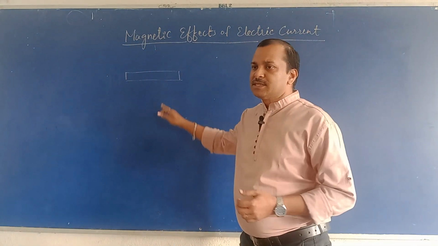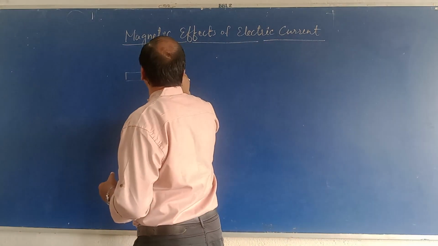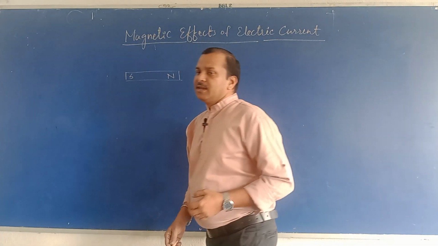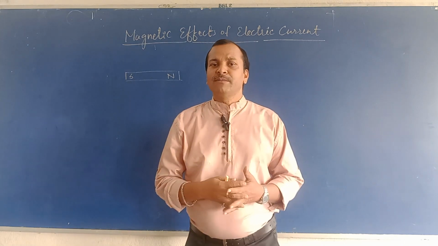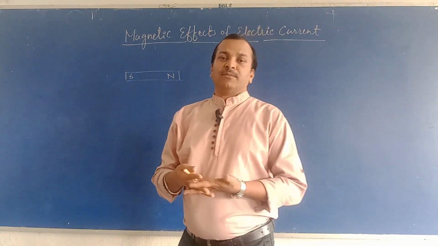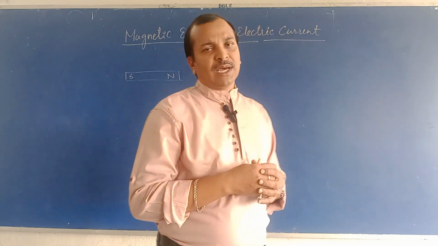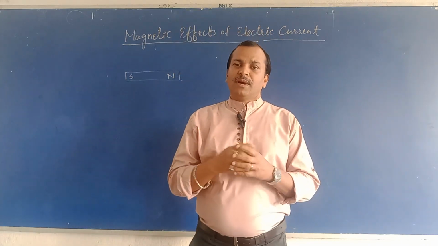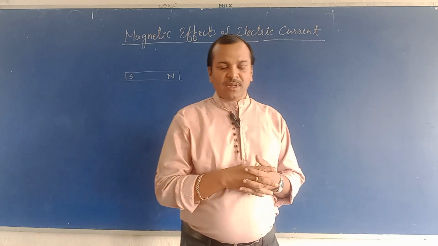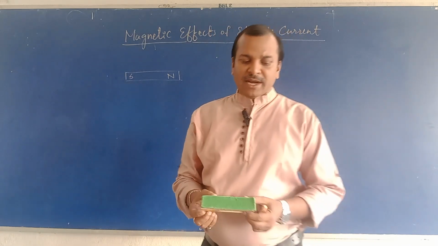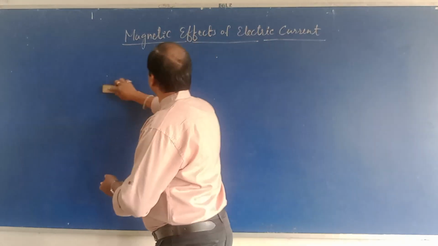For example, this is a bar magnet. In a bar magnet, a north pole and a south pole are there. Like that, in each and every type of magnet, a north pole and a south pole are there. Like poles repel, and as we know, unlike poles attract each other. Now we will discuss magnetic field and magnetic field lines.